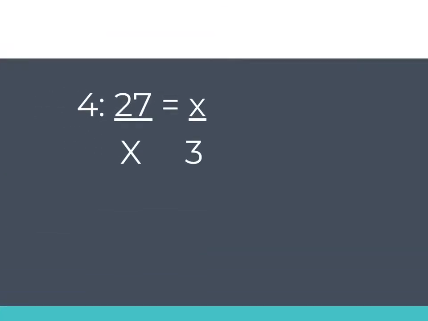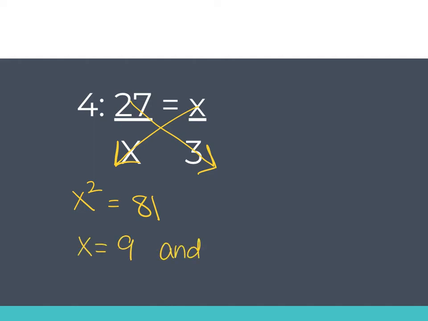Similar idea on this one, because I have that variable in 2 places, and they're across from each other, it's easier to write it out this way. And if you want to do this on all of them, you certainly can. X squared then equals 27 times 3, which is 81. So x is 9, and x is negative 9.